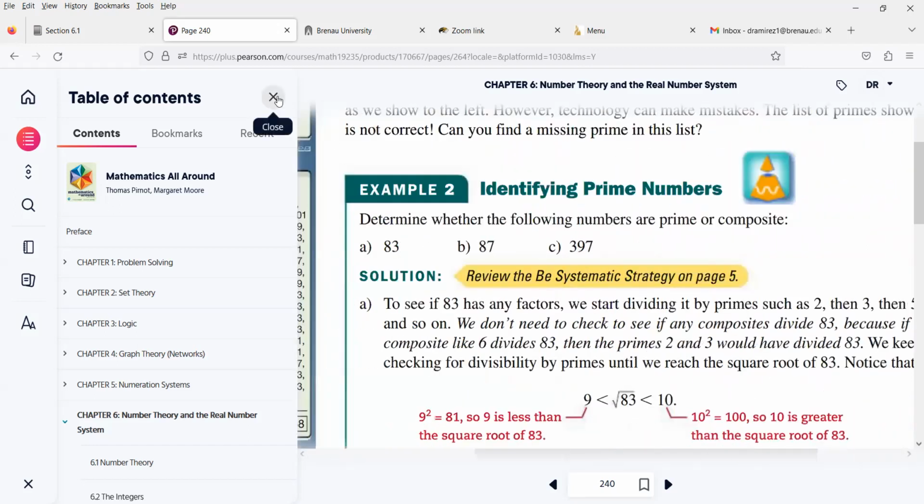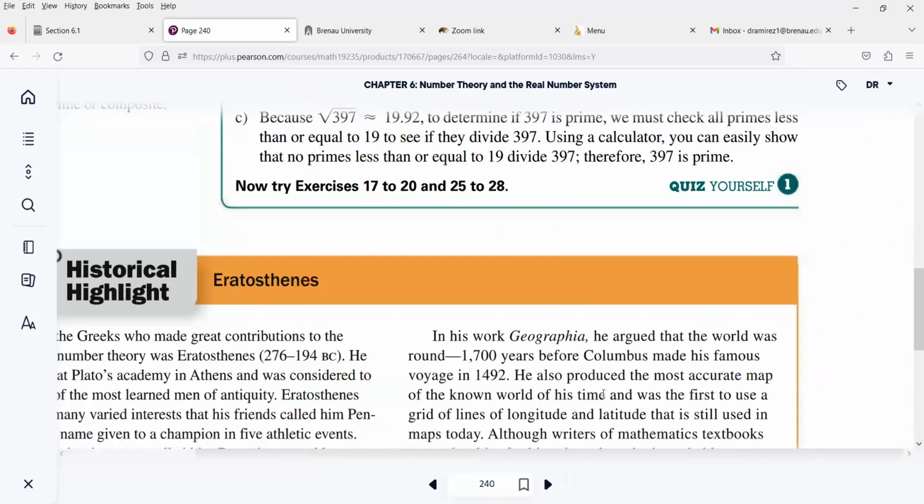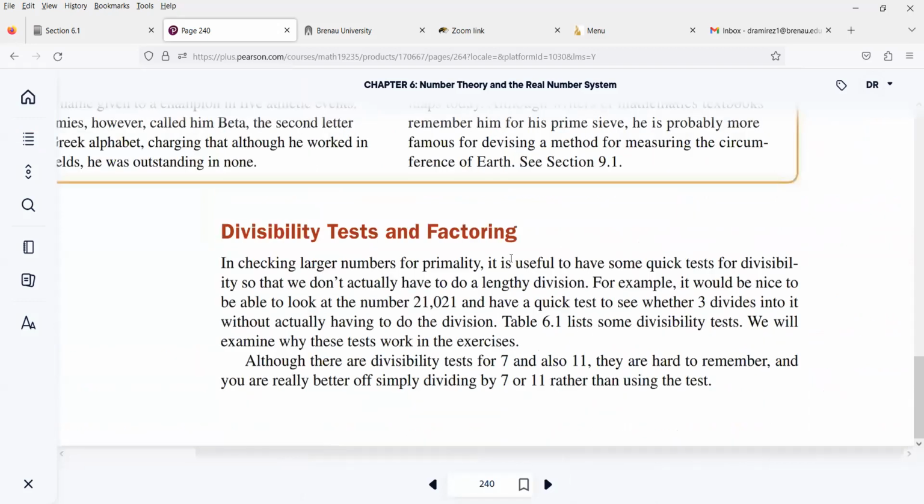Okay, it's time to talk about divisibility. So I'm going to read this table. In checking larger numbers for primality, it is useful to have some quick tests for divisibility so that we don't actually have to do a lengthy division. For example, it would be nice to be able to look at the number 21,021 and have a quick test to see whether 3 divides into it without actually having to do the division. So table 6.1 on the next page lists some divisibility tests. We will examine why these tests work in the exercises.